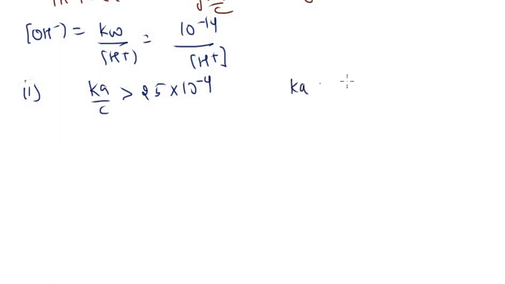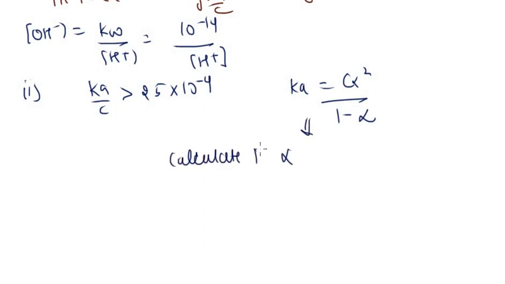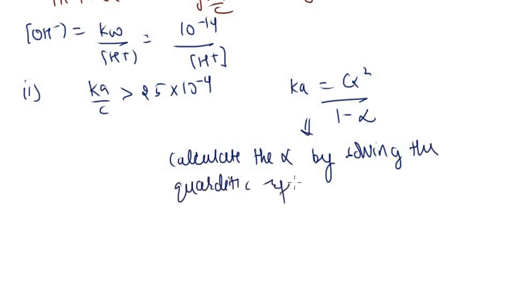But when Ka by C is greater, you have Ka equals C alpha square upon 1 minus alpha. Now you cannot neglect alpha. You have to calculate alpha by solving the quadratic equation. Then the concentration of H plus comes out to be C alpha, where you know alpha. Then you may solve the problem like that. Now let's do some practice.